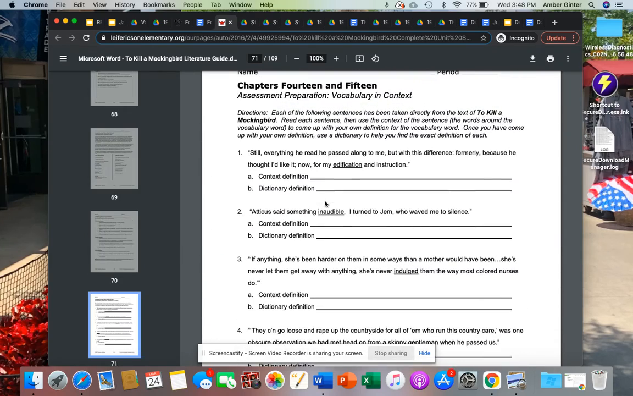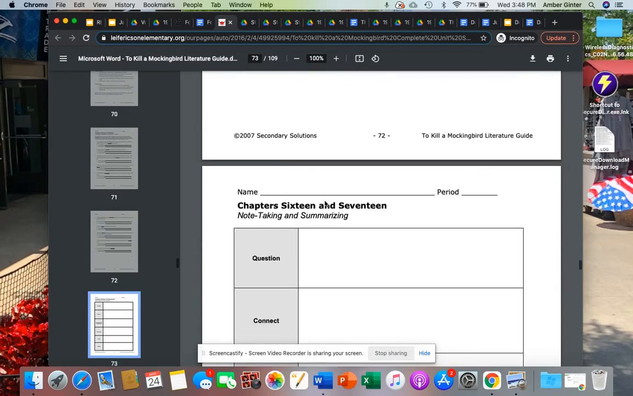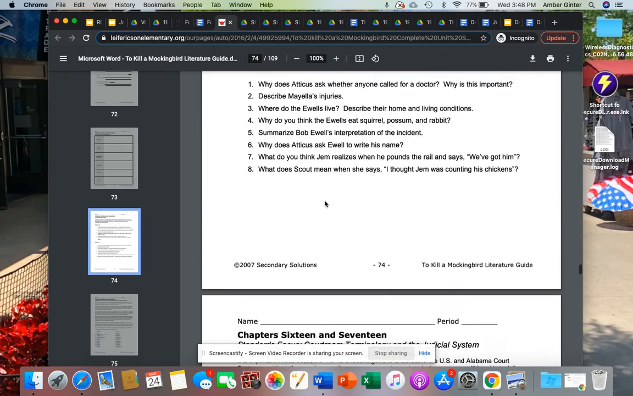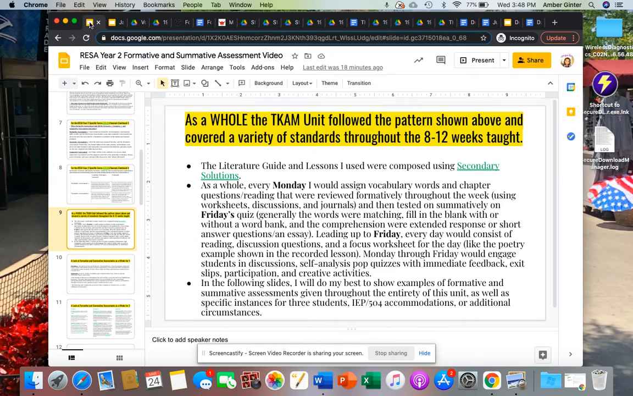Following that, we looked at the vocab in class. That was a different day. 16, 17, there are those additional questions, and so on and so forth. Like I said, every Monday I assigned vocab and chapter reading questions that were reviewed formatively using the worksheets, discussions, and journals I just showed you. Then summatively on Friday's quiz, they had either matching words or fill in the blank with or without a word bank, and then comprehension and extended response or short answer questions. An essay option might also pop up.